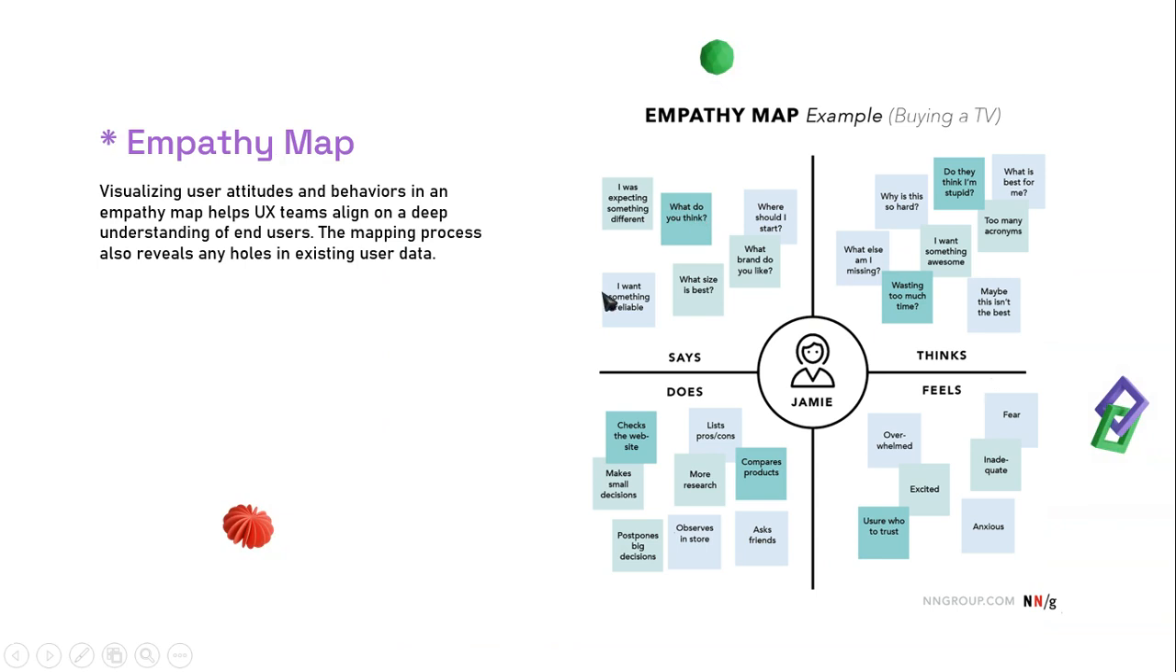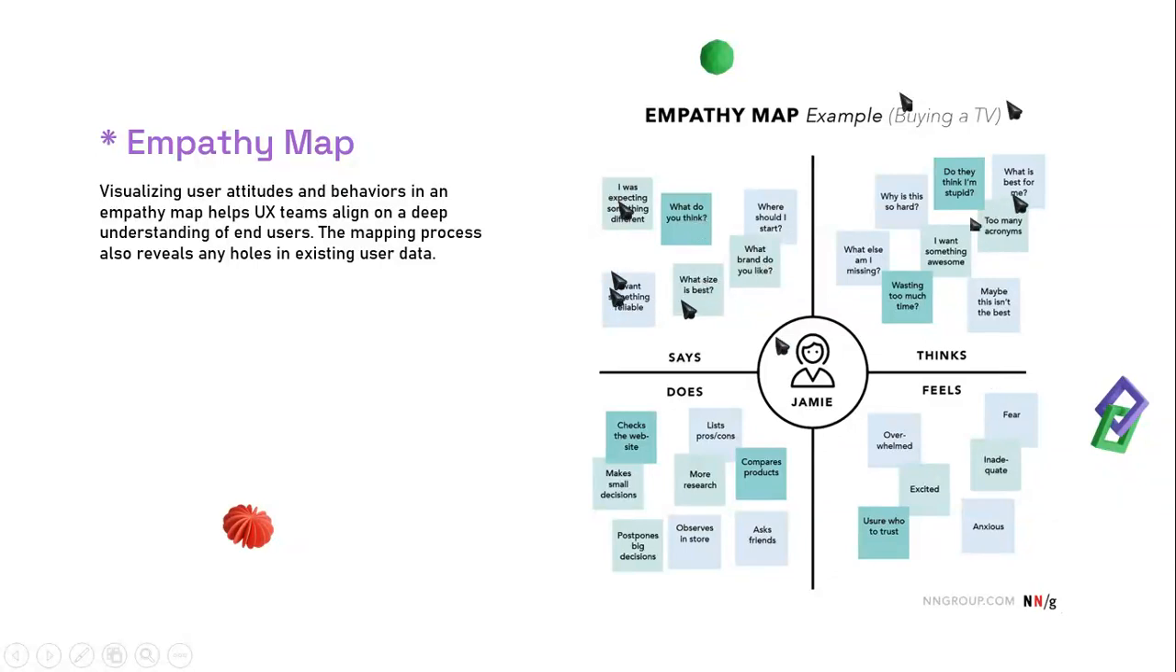Like in the image here, I think it's an empathy map of somebody who wants to buy a TV. As an example, here is an empathy map of someone buying a TV, and you see what this person says. Jamie says, "I was expecting something different. What do you think? Where should I start? What brand do you like? What size is the best?" This is what he says.